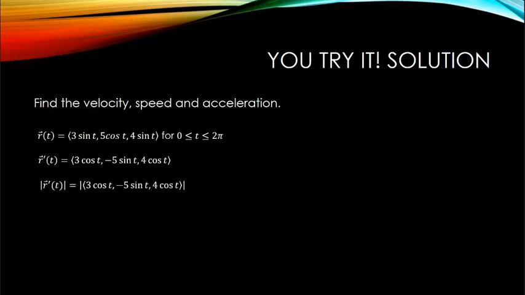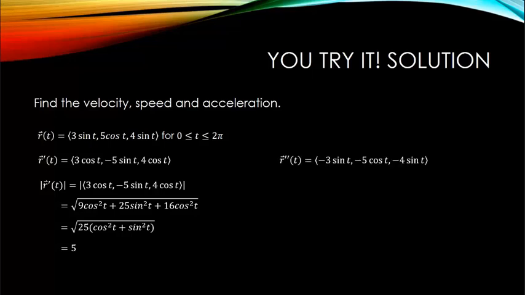The magnitude of this velocity is the speed of my object. This is given by the magnitude of the components 3 cosine t, negative 5 sine t, and 4 cosine t, which is equal to the square root of 9 cosine squared t plus 25 sine squared t plus 16 cosine squared t. This gives me a speed of 5.